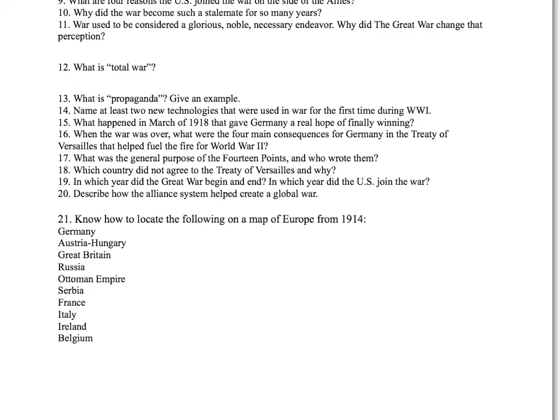Number 20, describe how the alliance system helped create a global war. This is where you just need to explain that instead of, say, the fight staying between Serbia and Austria-Hungary, the alliance system caused other countries to get involved because they had pledged their assistance. If you have an ally and they go to war, then you're going to call up that alliance and go to war with them. And so that caused that domino effect for more global involvement.